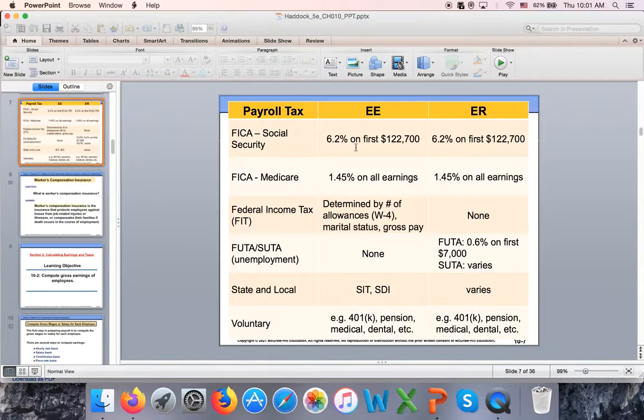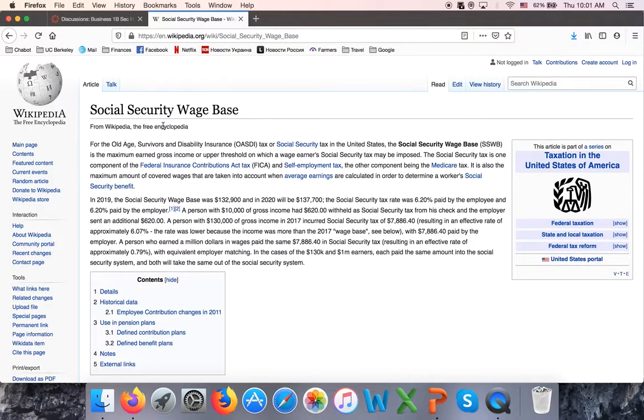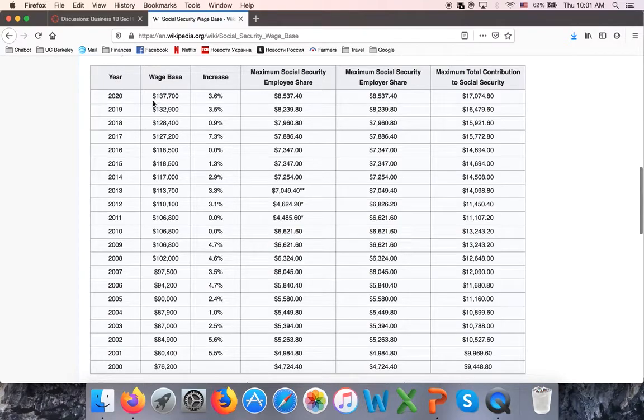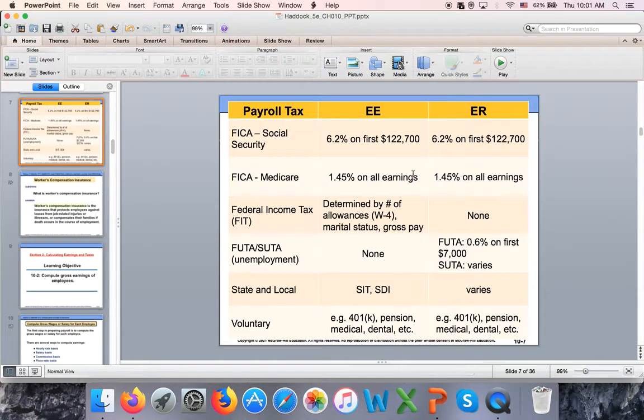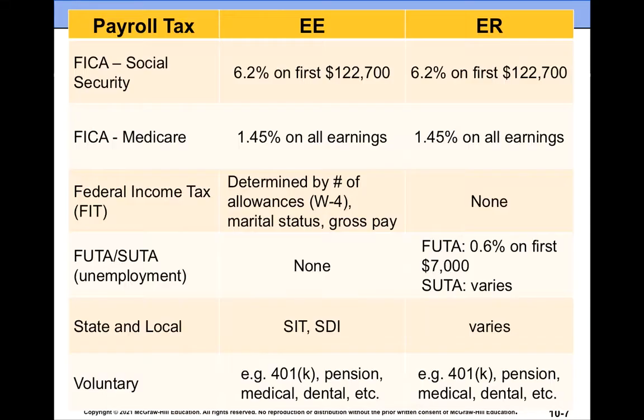In reality, if I go online here, the Social Security base or cap right now in 2020 is $137,700. You can see it increases every year, but we're using an older edition, so this is what we're going to use, $122,700. This is the base Social Security cap we will be using. Whoever makes above this amount, that excess is not taxed for Social Security.